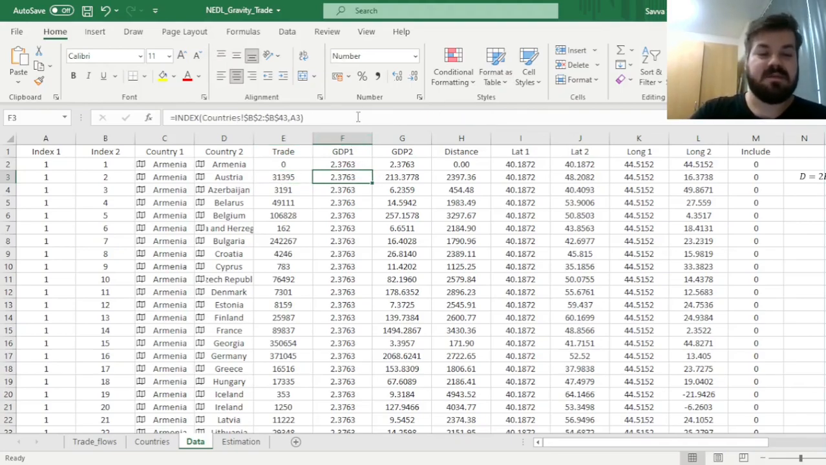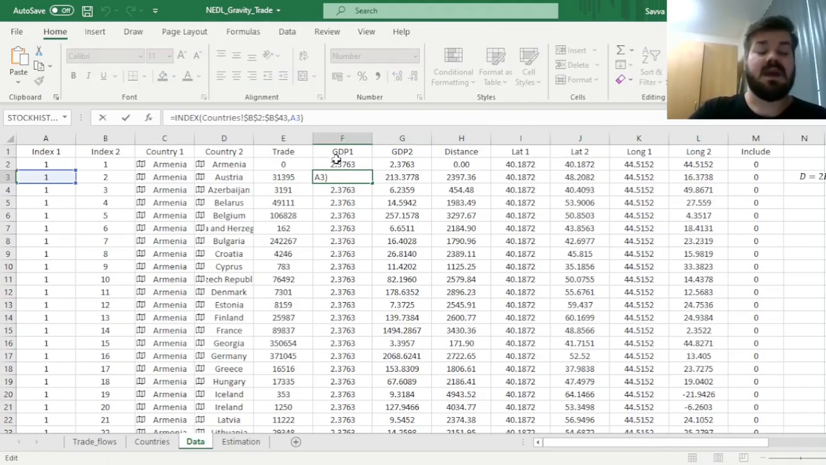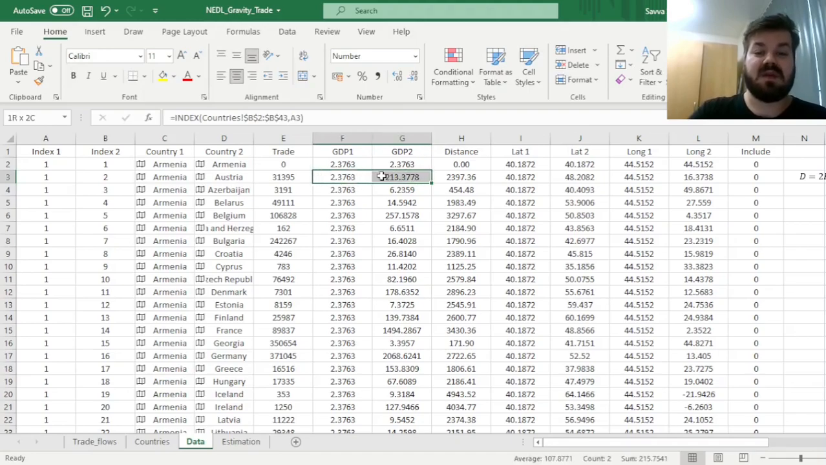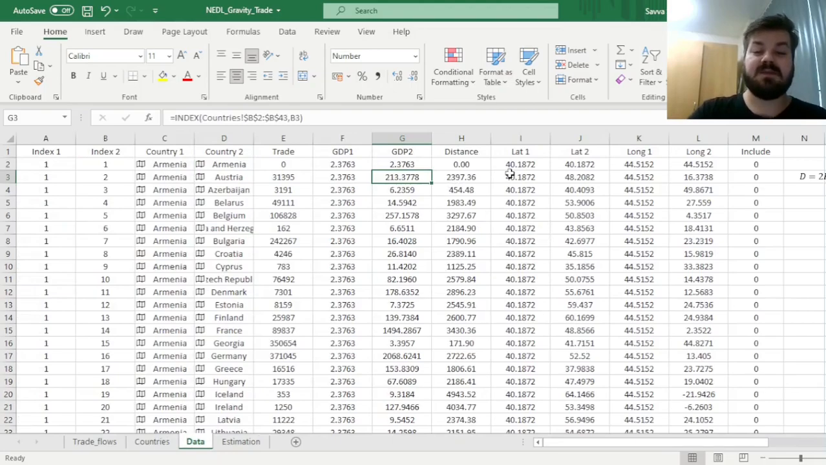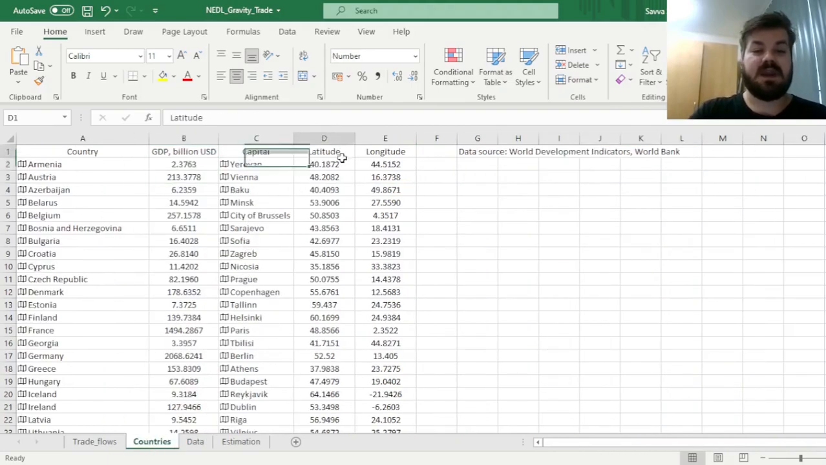Then we retrieve the GDP of a particular country in a pair. So here we would have the GDP of Armenia and GDP of Austria from this particular worksheet, provided by World Development Indicators from World Bank. And we also retrieve the latitudes and longitudes of capitals from the same worksheet over here. So here we basically are calculating the distance between Yerevan and Vienna.